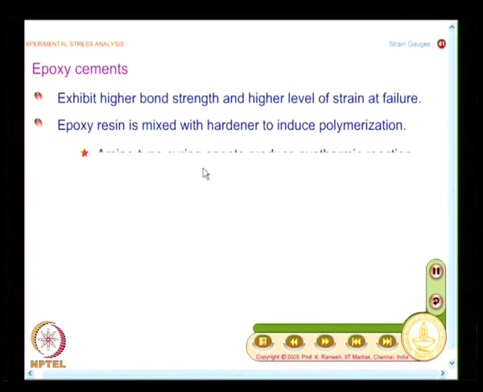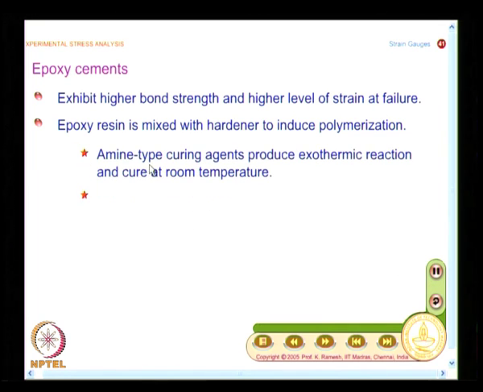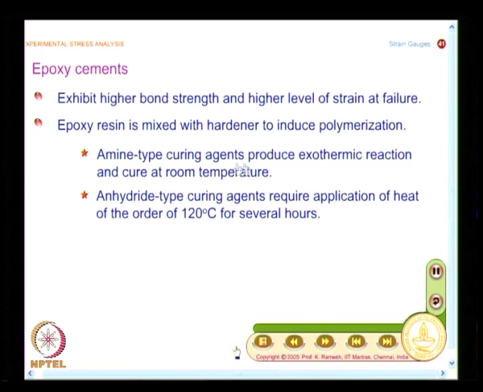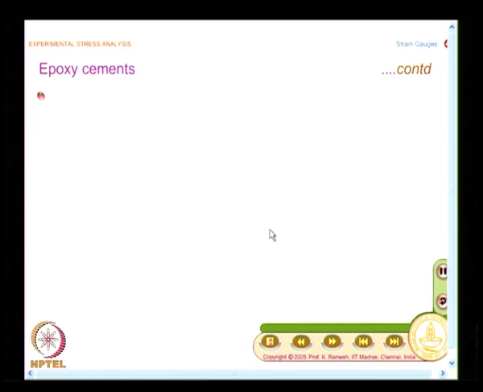and you have two types of curing agents, amine type curing agents. They produce exothermic reaction and cure at room temperature. And in most of the transducer applications, they use anhydride type curing agents, which require application of heat of the order of 120 degrees centigrade for several hours. Typically 24 hours is what I have seen. Not only this, you also need to apply suitable clamping pressures.